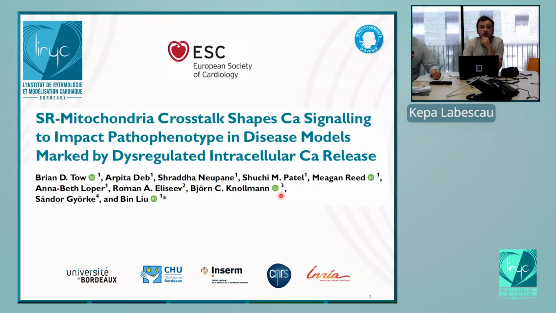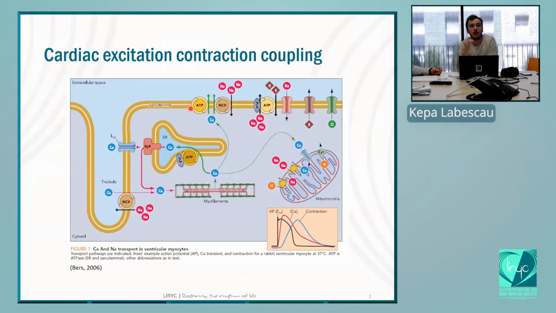So first, I will make just a quick reminder about cardiac excitation contraction coupling. In the cardiomyocyte, when an action potential comes in the T-tubule, it triggers the L-type voltage-dependent calcium channel, and this calcium entry triggers calcium exit from the sarcoplasmic reticulum, the SR, through the RyR channels. And this calcium is next used by the cardiomyocyte to contract the myofilaments.